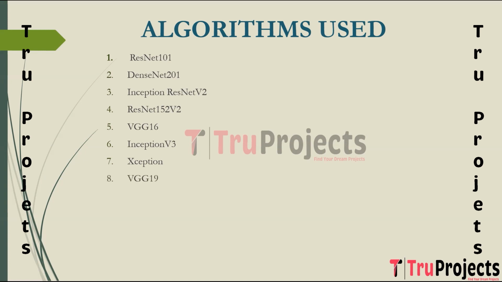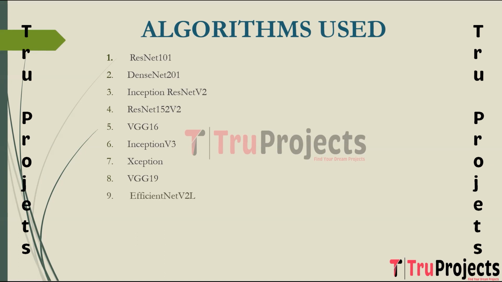VGG19 is an extension of VGG16 with 19 weight layers. VGG16 is characterized by its simplicity and uniform architecture. VGG19 is employed for similar reasons as VGG16, providing a straightforward and effective architecture for feature learning.